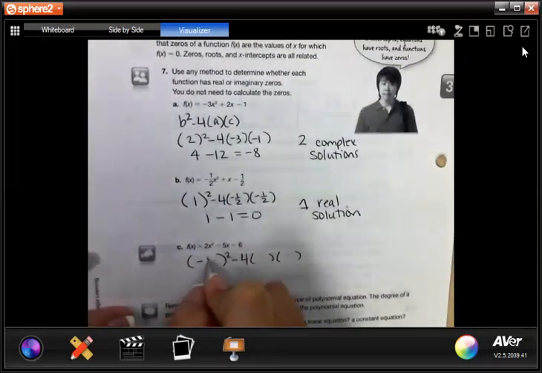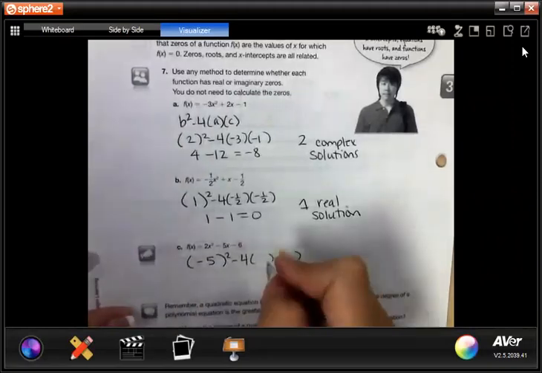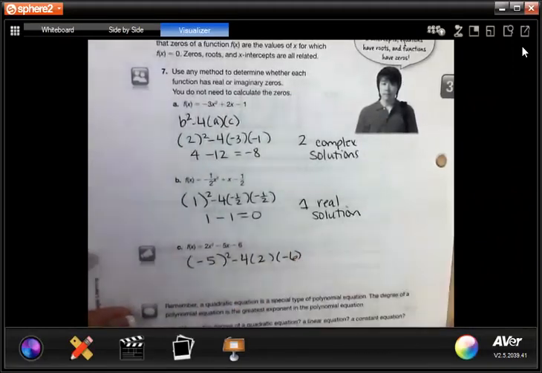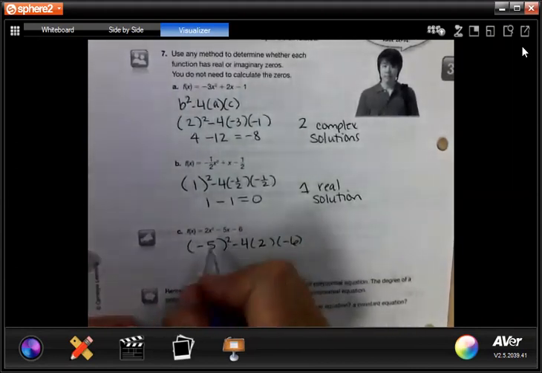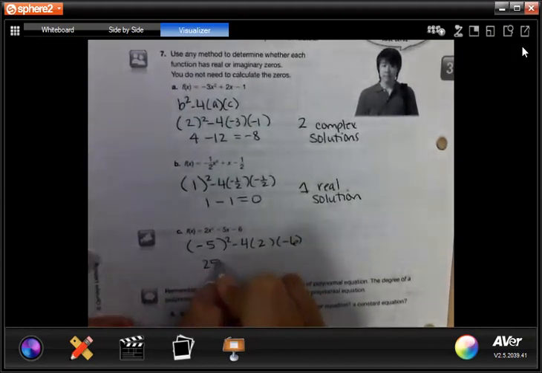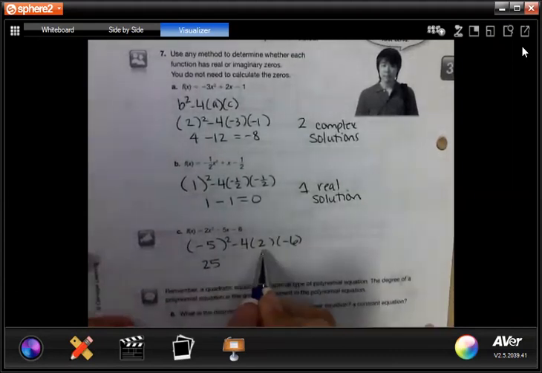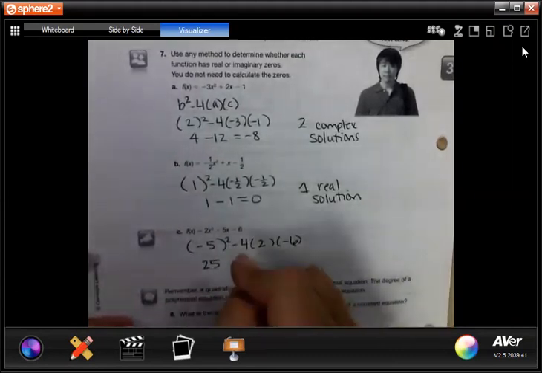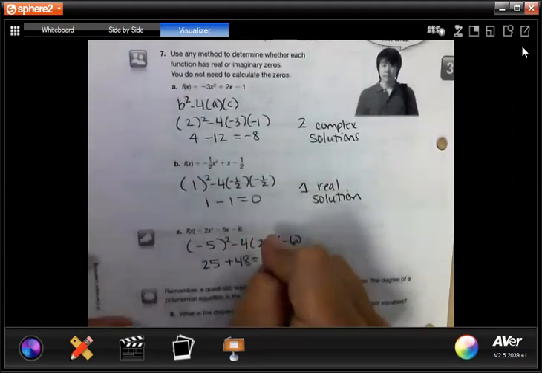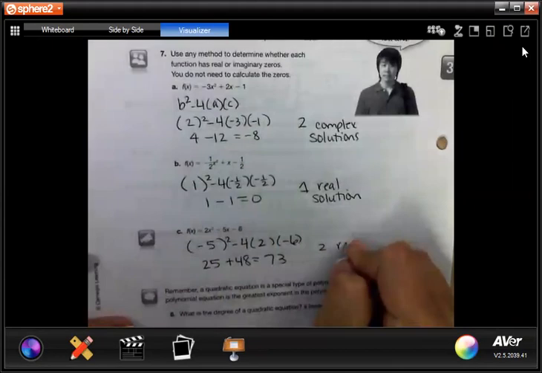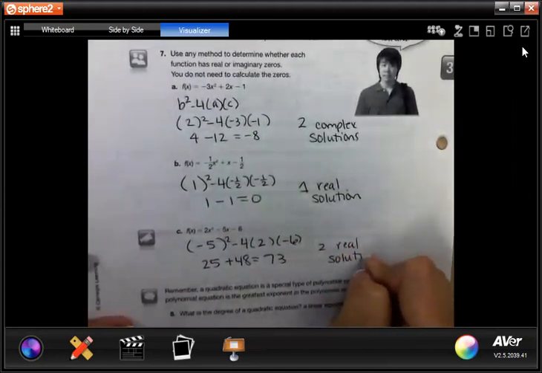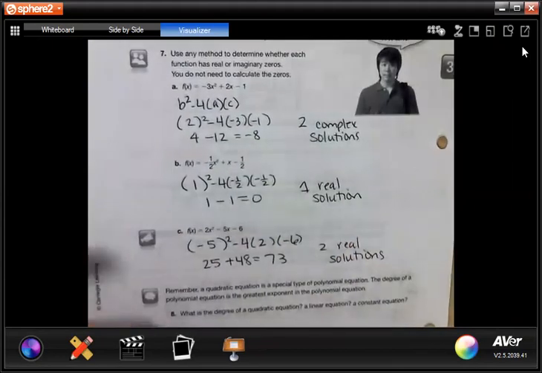And for my last one here, I plug in -5 for the b, 2 for the a, and -6 for the c. And so -5 squared is 25. -4 times 2 times -6 is 48. I add those together and we get 73. And so that would be two real solutions. So by looking at that discriminant, you can determine how many solutions you have.